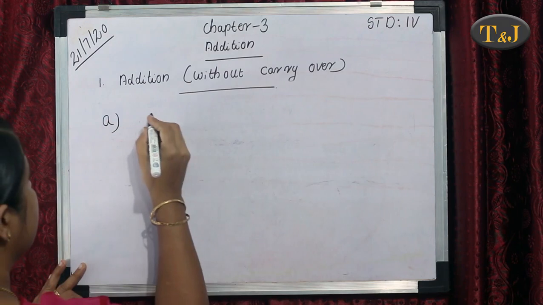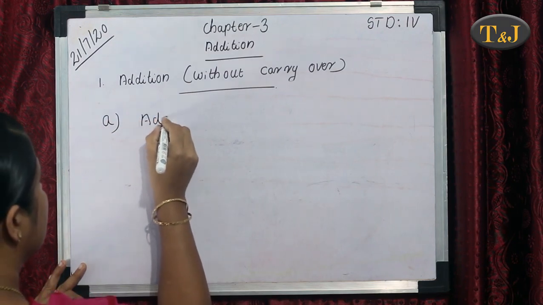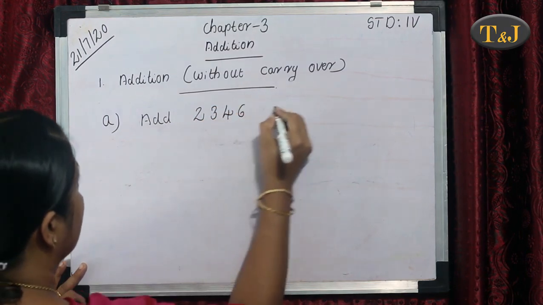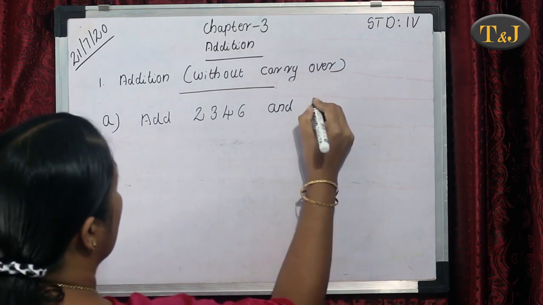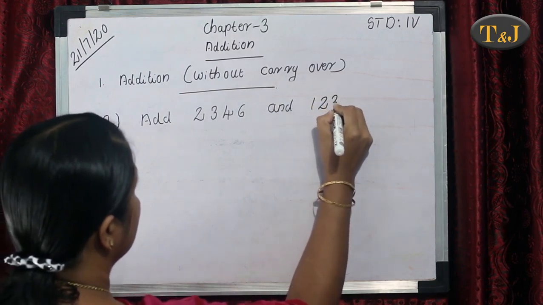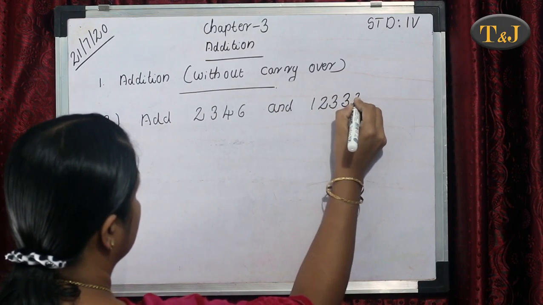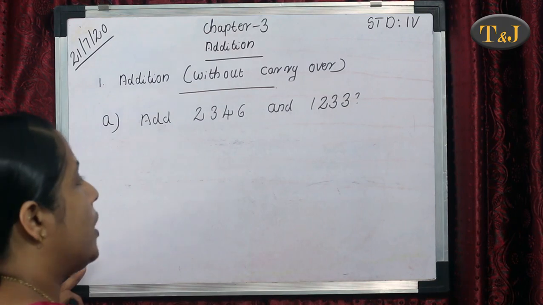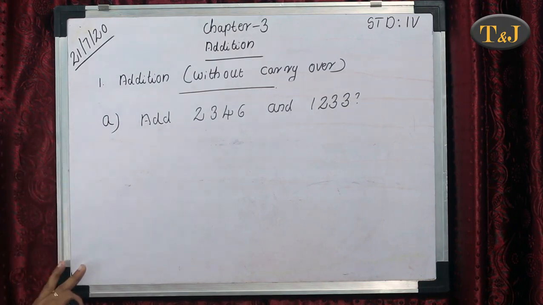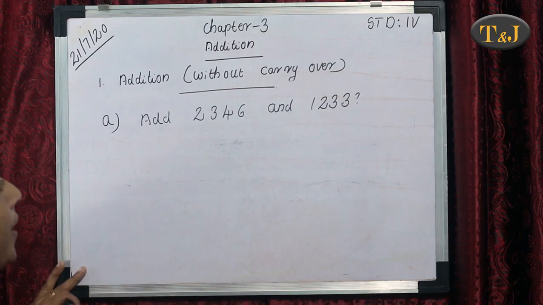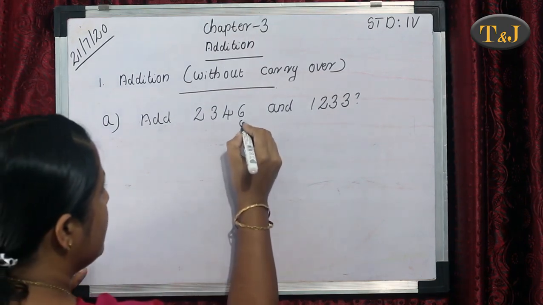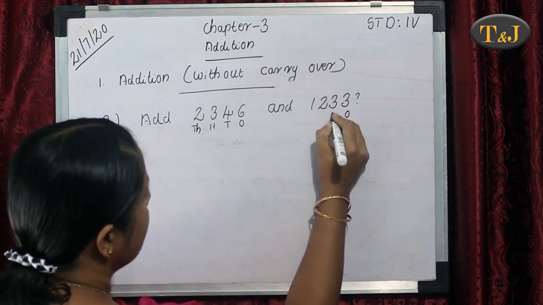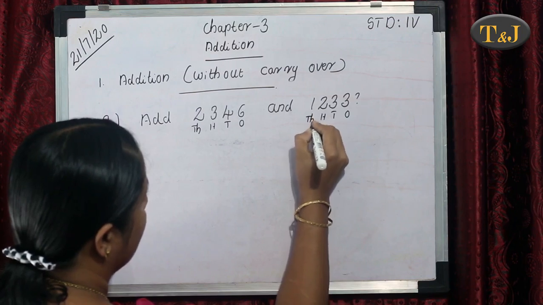First example, consider the numbers to add: 2346 and 1233. First problem, adding the two numbers 2346 and 1233. First we identify the places of these digits, that is ones, tens, hundreds, thousands.